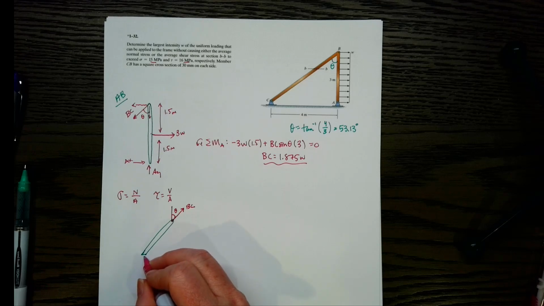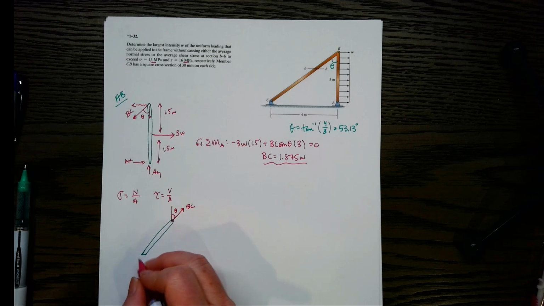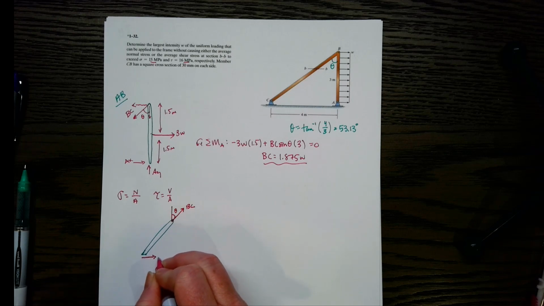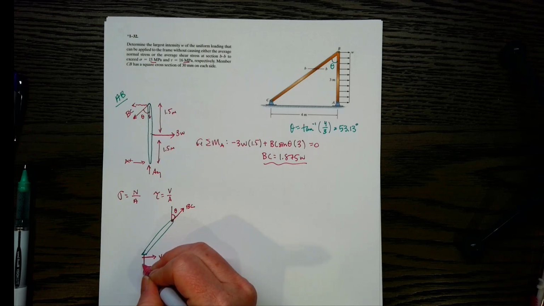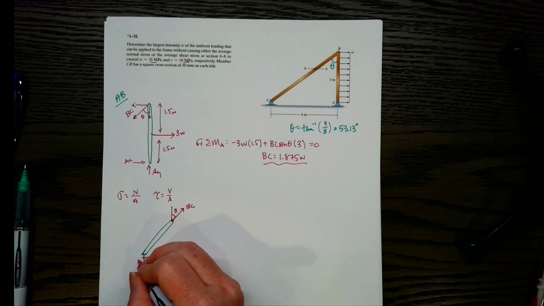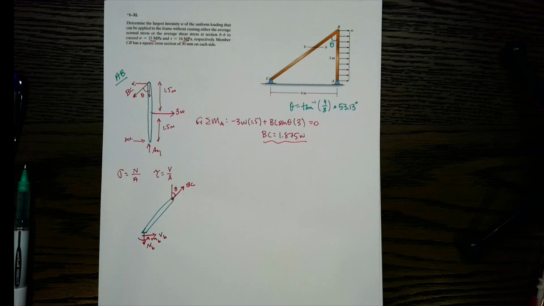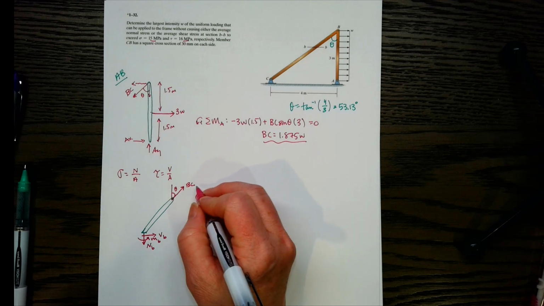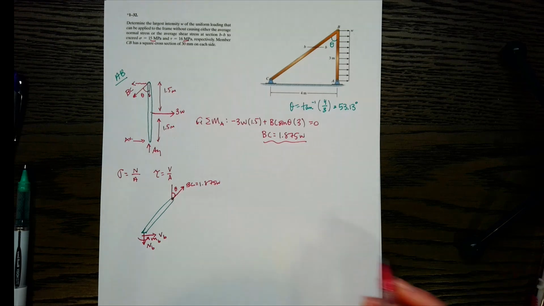Now let's look here at this cut section. So this is the BB line right here. So we know we're going to have a shear force, and I'm just assuming these directions. So let's call it VB. We've got a normal force going out, and then we could put the little moment, MB. We're not going to need that though. So we've got this. Now BC we know is 1.875 times W. Now let's go ahead and find N and V.